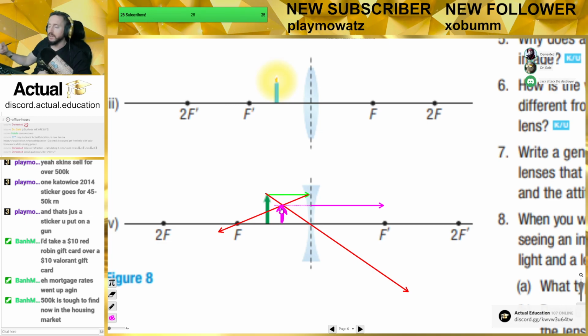I know that's a lot to remember. It has those five characteristics: size, attitude or magnitude, inversion. What's the other one? There's L, location, 1 over do plus 1 over di equals 1 over f, right? Yes, you can use these.